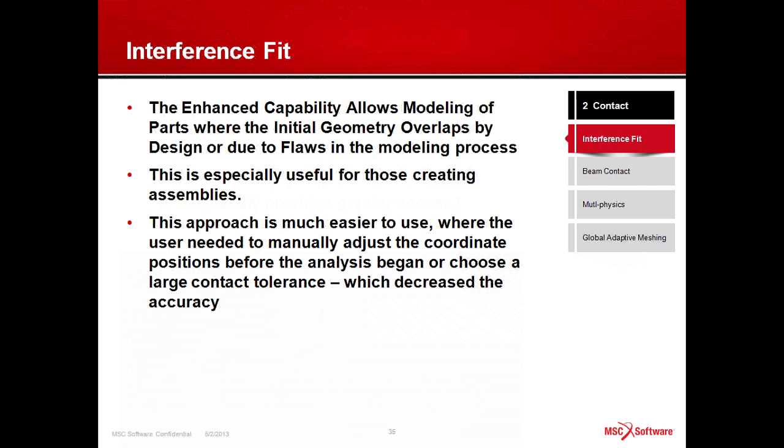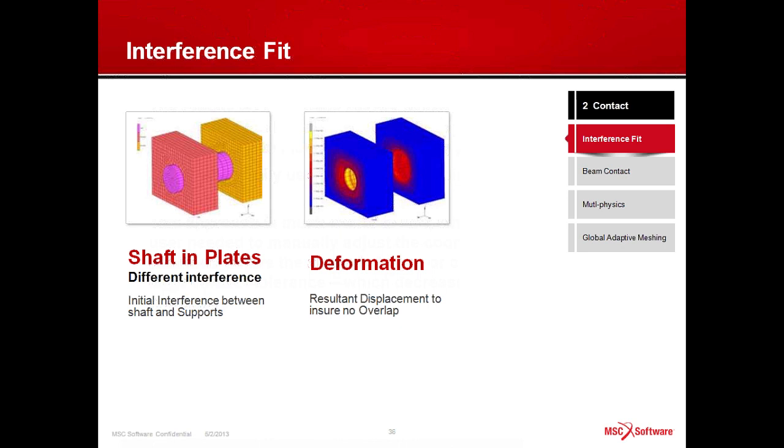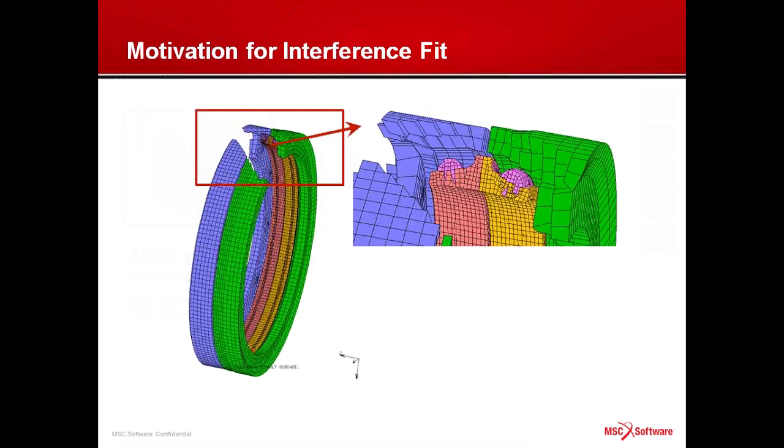We've added a new capability that allows you to have much larger overclosure, either due to geometric irregularities or due to really true design. In this case, it's a still relatively simple problem of a shaft in two different plates, and we can determine the deformation. But the real motivation for this capability was really in problems where the mesh was significantly overlapping one another. And that might have been due to an issue with the CAD model. It might have been due to an issue with the meshing. It might be because you decided to change your design but did not want to go back and redesign everything.